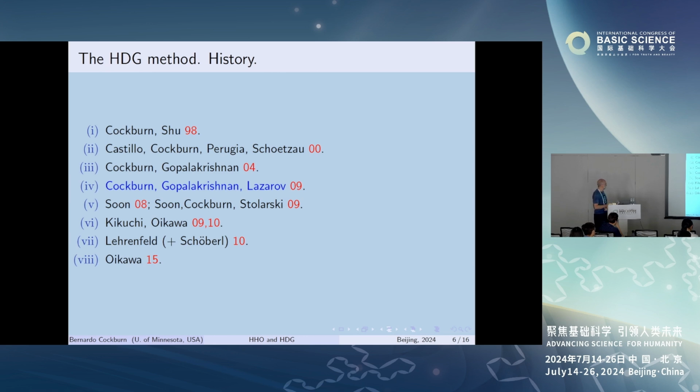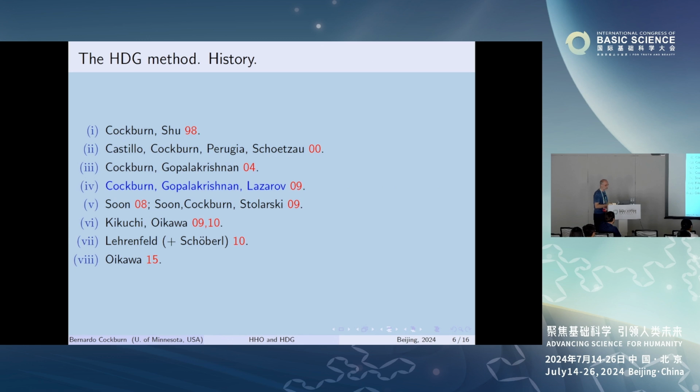Then another thing I want to say is that Kikuchi and Oikawa, unknown to us, were working on similar methods, but not using the same formulation that we have. They were not using the flux. They were using just U, and what the HHO people were using. Lehrenfeld and Schöberl in 2010 introduced a very interesting projection I'm going to mention later. And then Oikawa did the analysis of that projection in 2015.